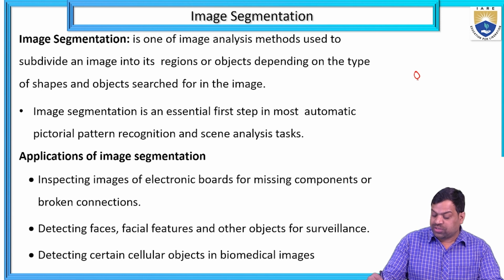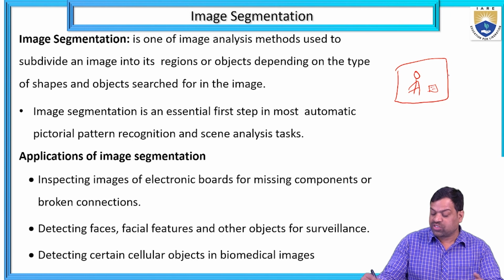Suppose I am taking one image, and in that image there are certain objects. Suppose one object is a person, and another object is a box or anything. So it is one frame, and there is also the background. So how many segments are there in this frame? There are 3 segments.